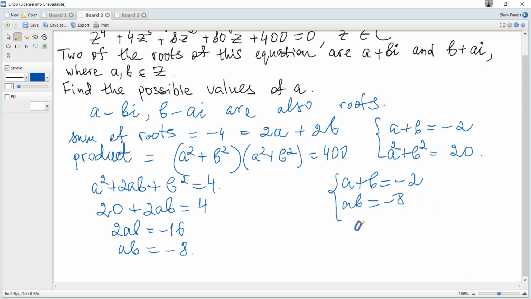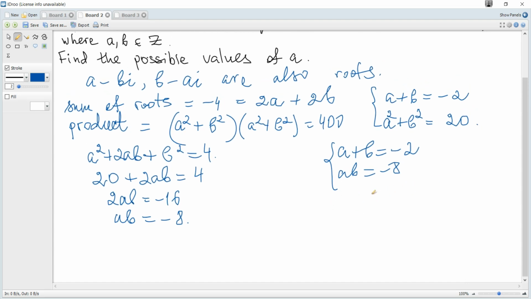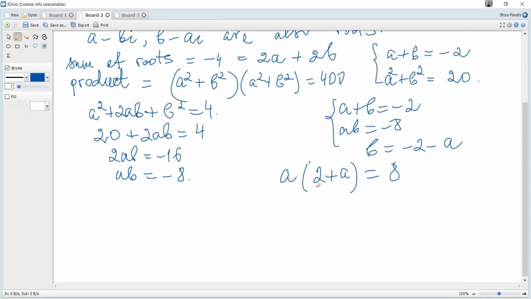substitution. For example, since we need a, let's consider b is negative 2 minus a, and we can factor out the minus, and the minus cancels, so a times 2 plus a is 8. And since it is given that a and b are integers, we can just consider the product of two integers to be 8, but in general it's a quadratic equation, it can be easily solved.